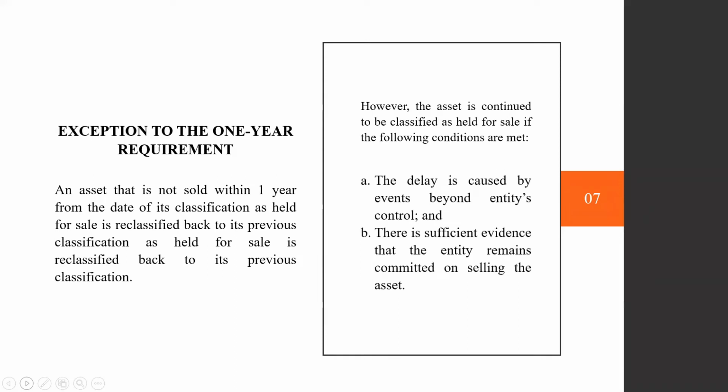The first one is the delay is caused by events beyond entity's control. Ito yung mga delay na to, yun yung mga exemption sa 1-year condition na walang control yung entity or management sa nangyari. B, there is a sufficient evidence that the entity remains committed on selling the asset. Ang sinasabing sufficient evidence dito is the action na ginawa ng entity or management para mabenta pa nila yung asset na walang bumibili. Minsan, ang mga sufficient evidence na ganito is binababaan nila yung presyo para mabenta pa sa merkado.